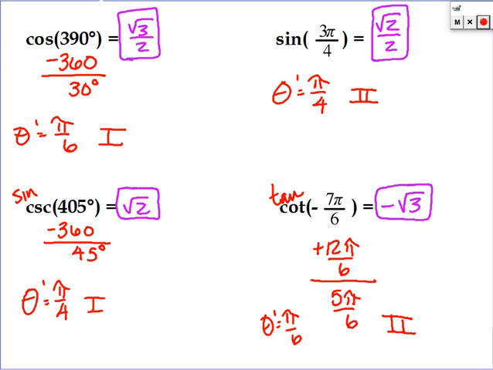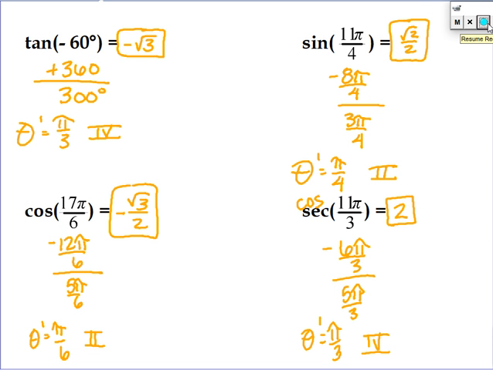Okay, so on the back, there's just 8 more examples. Why don't you go ahead and pause the video and try all 8. Okay, so here are your answers. And again, you're adding or subtracting 360 or 2 pi till you get to a value in the unit circle. Then you can figure out the family and the quadrant and then the value. Don't forget for your reciprocal functions to flip them at the end.